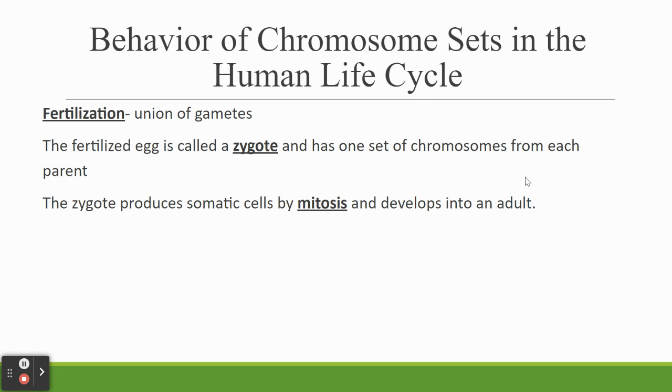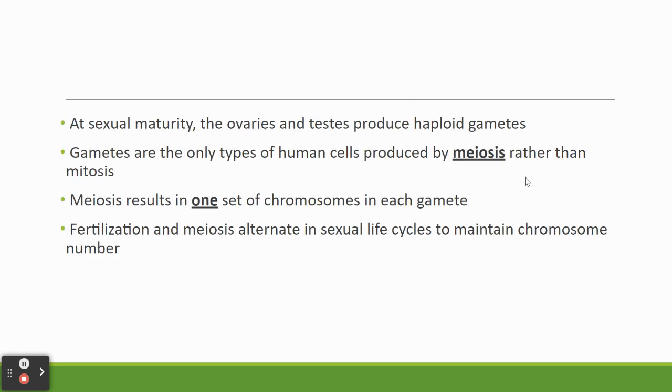So that's why when I showed you the salamander video, you had one single cell that divided into hundreds to thousands of cells to help make a baby salamander. Yes, that's by mitosis. As soon as that egg is fertilized, we are in mitosis. So at sexual maturity, the ovaries and testes are going to produce haploid gametes. The gametes are the only types of human cells produced by meiosis rather than mitosis. Meiosis results in one set of chromosomes in each gamete. So an egg cell should have one, and a sperm should have one.